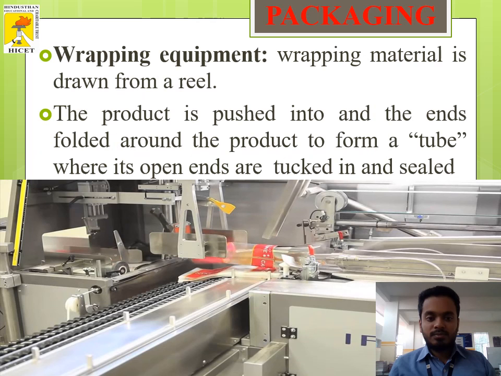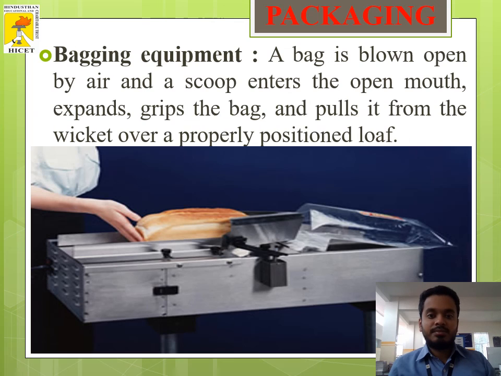So we'll see. This is wrapping equipment. Wrapping material is drawn from the reel. The product is pushed into it, the ends are folded around the product to form a tube where the open ends are tucked in and sealed. Bagging equipment. A bag is blown open by air and a scoop enters the open mouth, expands, grips the bag and pulls it from the wicket over a properly positioned loaf.